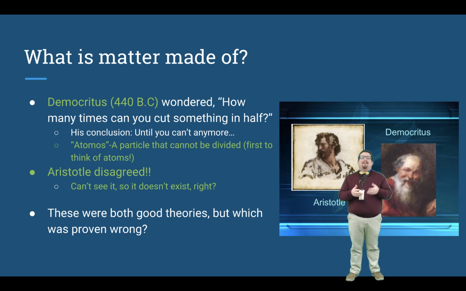This was a really radical idea at the time. Aristotle, who was a lot more popular than Democritus, didn't really like Democritus's theory. He figured a particle that small would be too small to see, so if you can't see it, it doesn't exist. Eventually, we did come around to Democritus's idea, and for the most part, he was actually pretty close to being right.